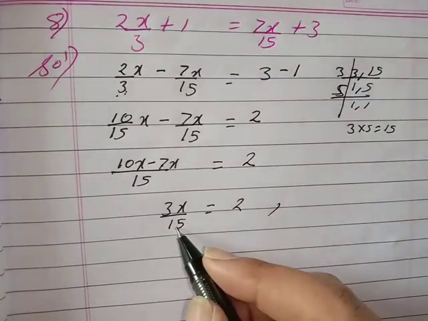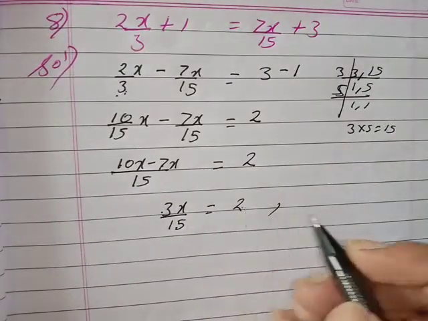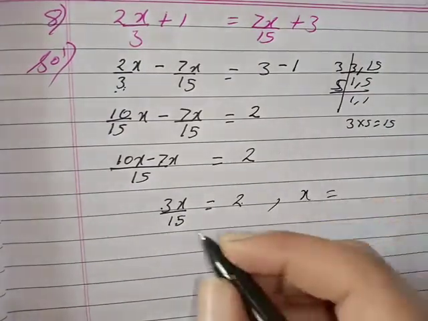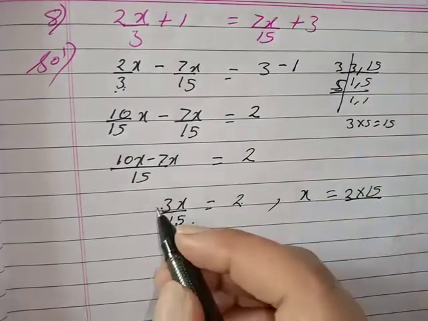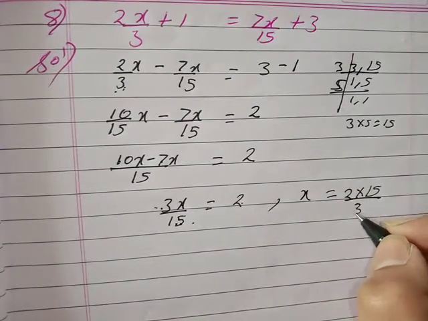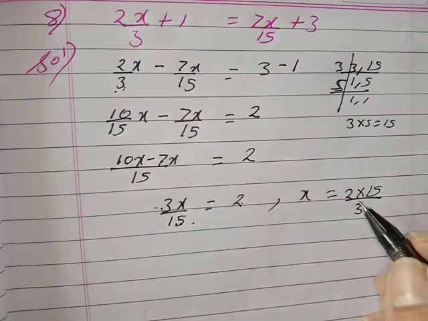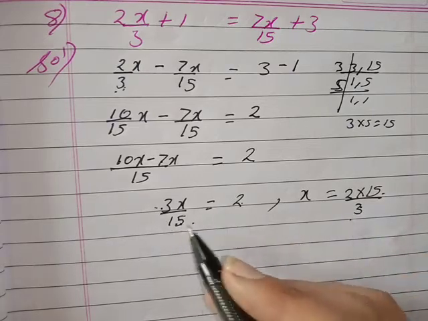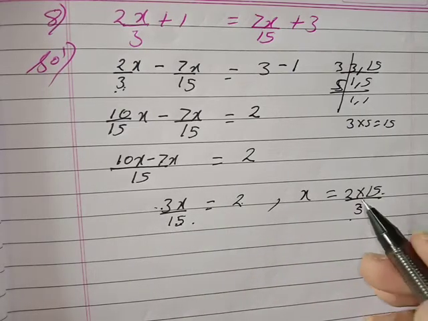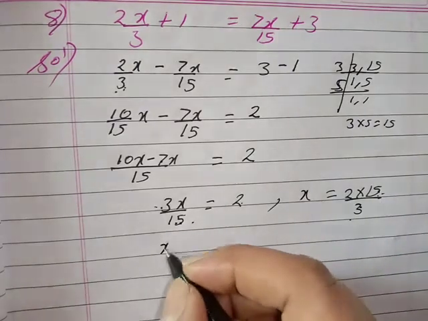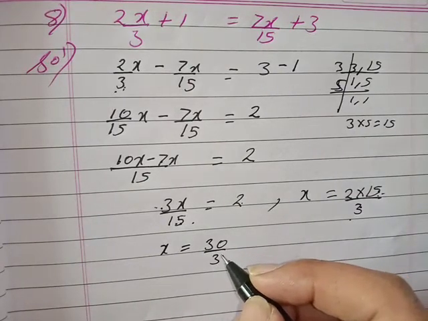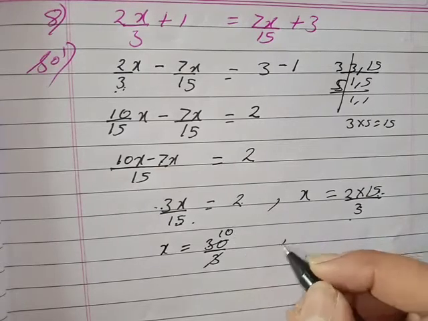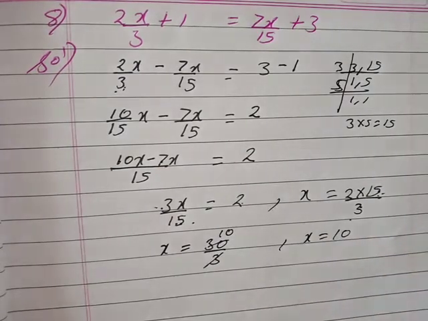Now transfer 15 and 3 to the RHS. So 15 is in divide form, so it goes as 2 into 15, and 3 is in product form with the variable x. So the transfer of 3 is 2 into 15 upon 3, meaning product becomes divide. So 2 into 15 is 30. 30 upon 3, cancel 30 by 3, 10 times. So the value of x is 10.